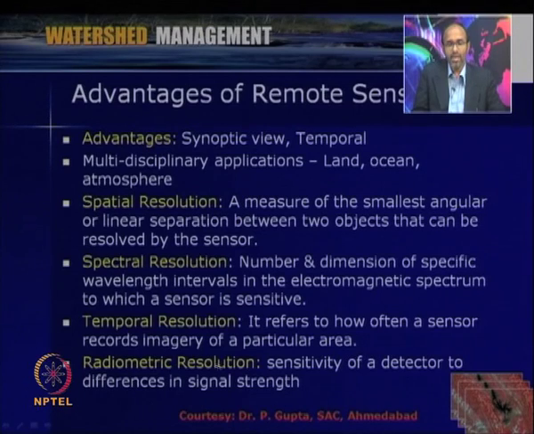And the last one is radiometric resolution, which shows the sensitivity of a detector to differences in signal strength. So, what is the signal strength which is getting back? Accordingly, the data resolution will be varying. So, when we deal with remote sensing data, we have to see the spatial, spectral, temporal and radiometric resolution. Since we are now discussing only some preliminary aspects of remote sensing, let us look into some of the important satellites internationally available, and also some of the remote sensing satellites available in India. Let us have a brief look into this.